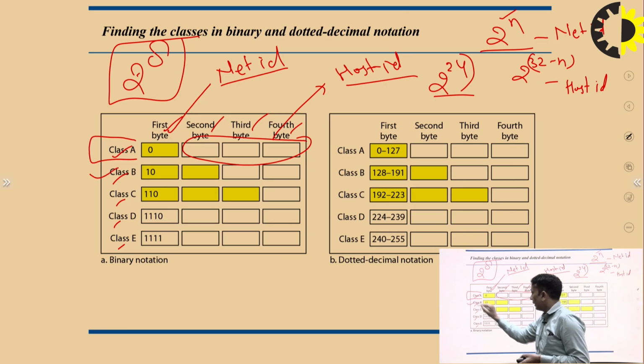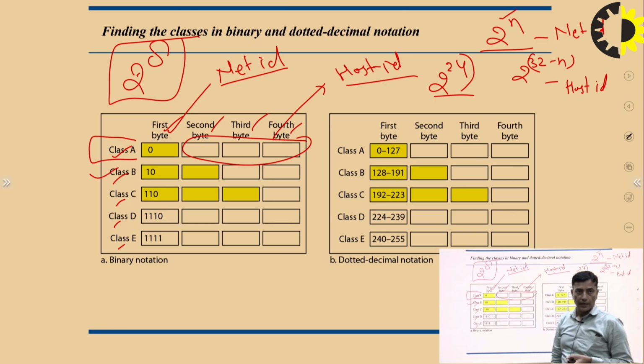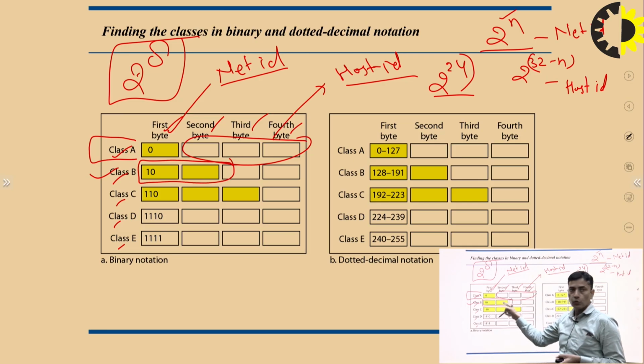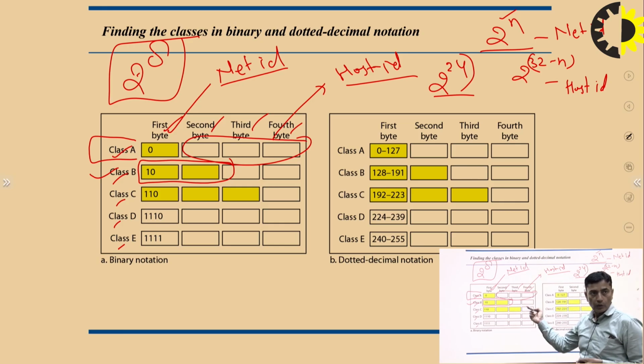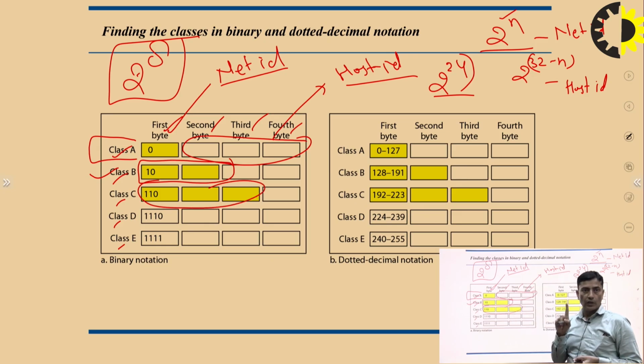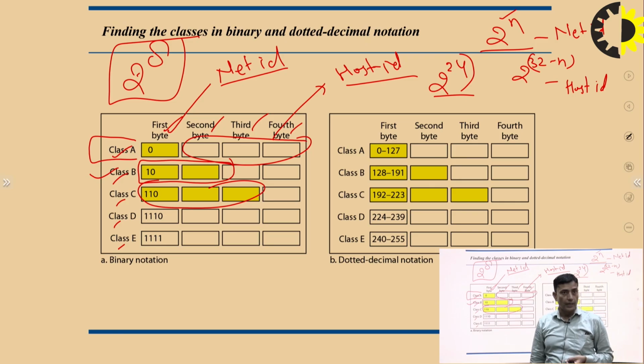Now, next is class B. In class B addressing, the first byte and second byte, these 2 bytes colored in yellow, are reserved for the network ID, and the remaining 2 bytes, in white color, are for the host ID. Similarly, in class C, the first 3 bytes are reserved for the network ID, yellow color, and the remaining 1 byte is only used for the host ID.